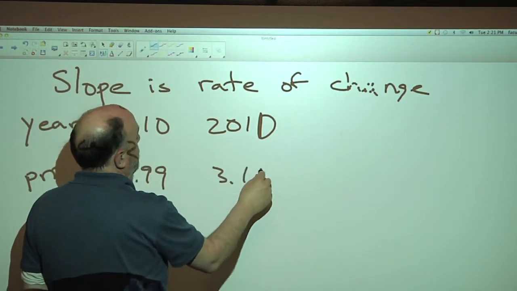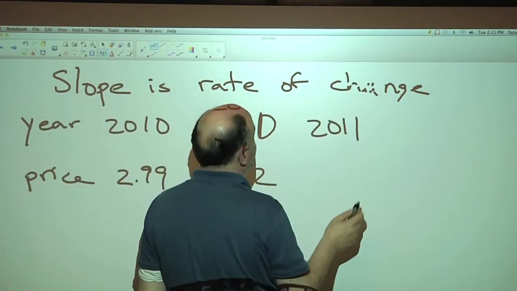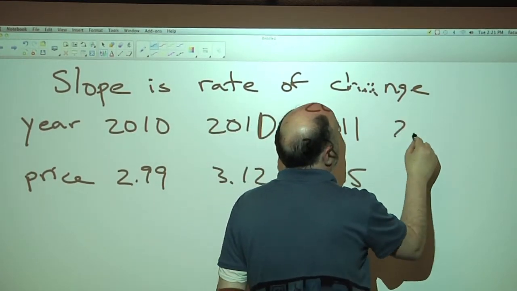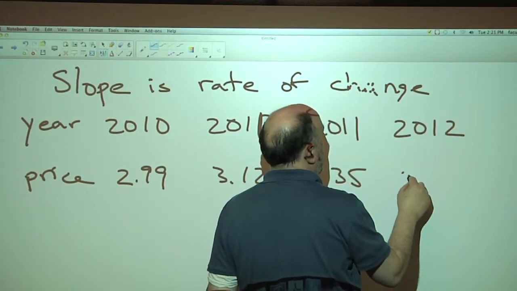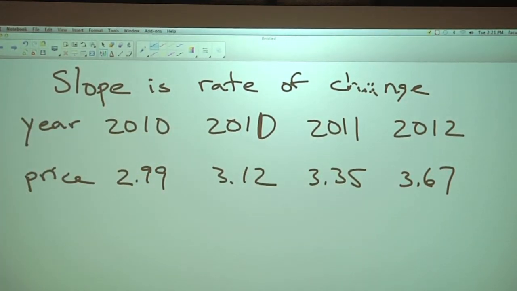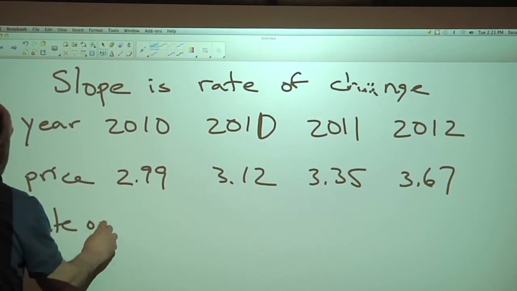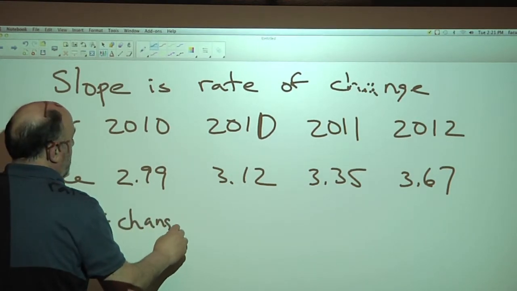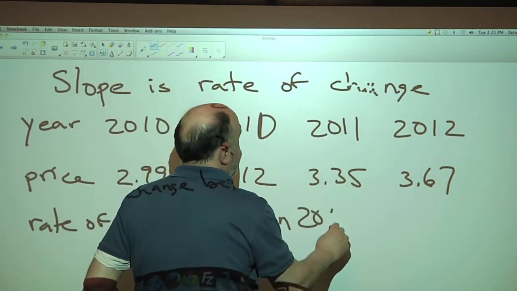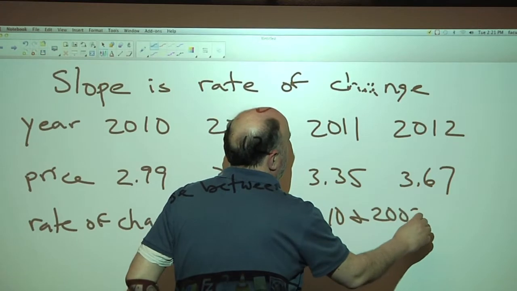and 12, 11, something like that. Okay? So a chart. Top number is years, second number is price. Okay? I want to know what is the rate of change between 2010 and 2009.